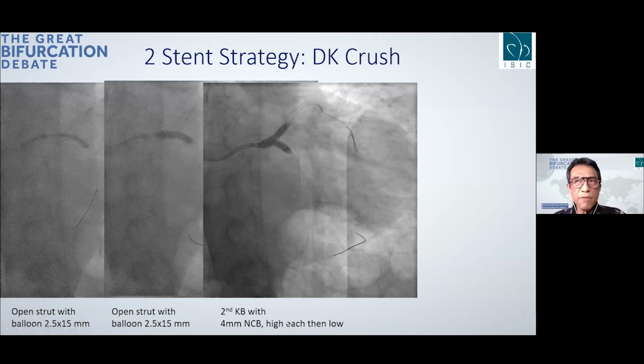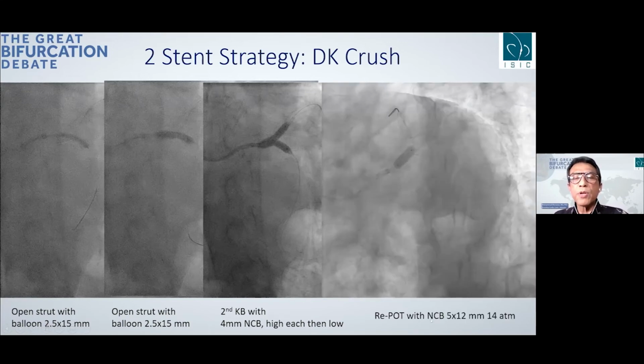In the beginning, each at high pressure, about 12 atmospheres each. Then after that, simultaneous kissing balloon at low pressure, about 8 atmospheres. And then finally, the POT with NC balloon 5, 12, at 14 atmospheres.